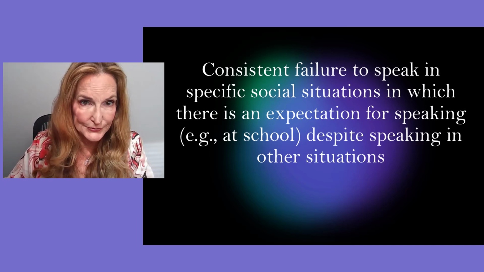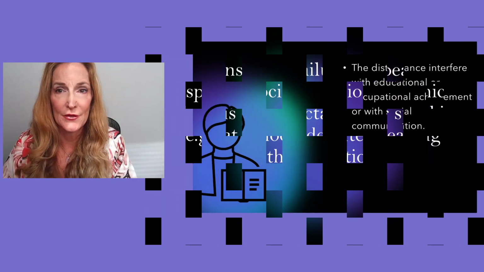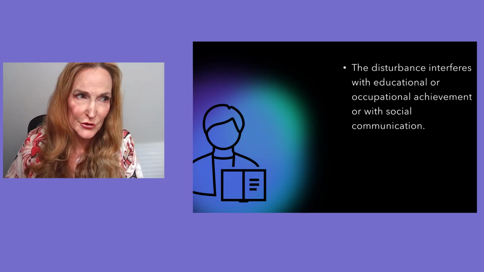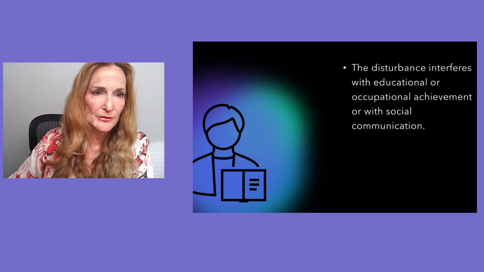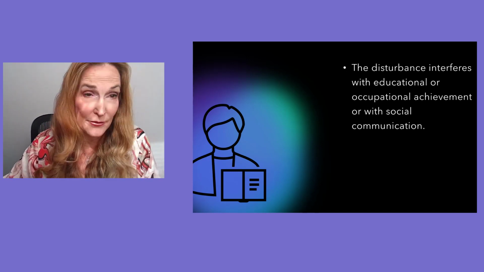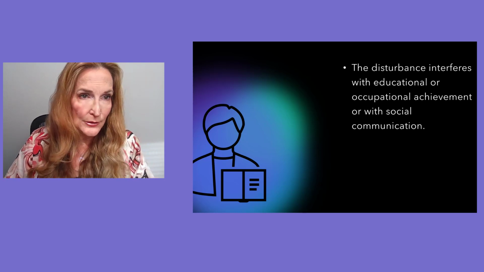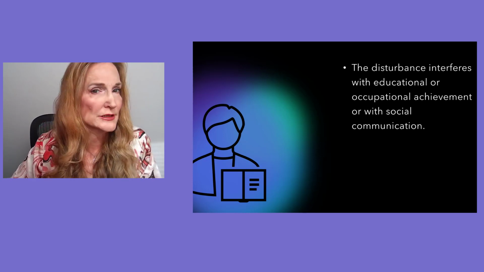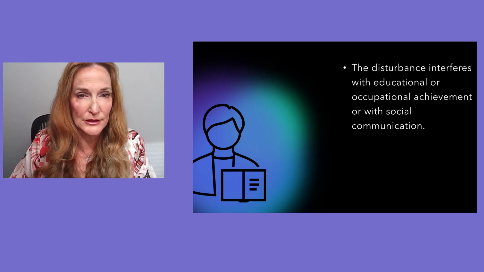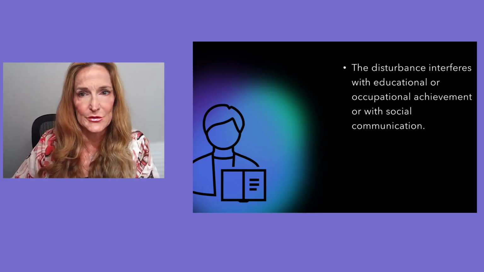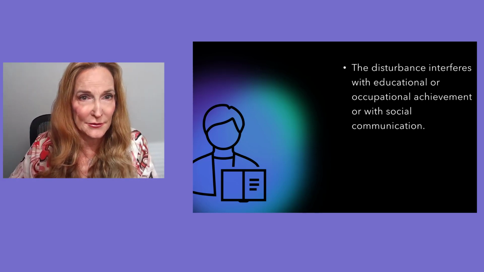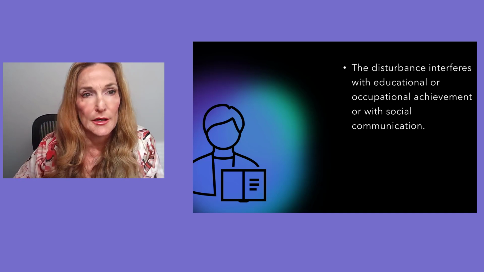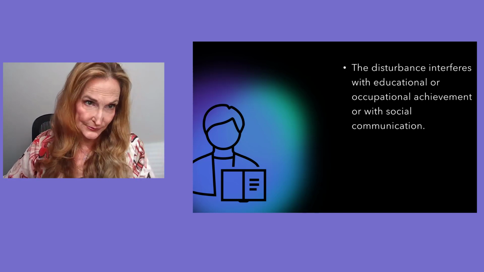And it's really surprising. The next criteria is that the disturbance interferes with educational or occupational achievement or with social communication, and this is really important. Sometimes kids will be very shy, and they might not talk for a brief period of time, say in the first week or a couple of weeks at school or at a new school, and that's not necessarily significantly problematic. And so the disturbance really needs to have a significant impact on educational or occupational achievement or interfere with friendships and social interaction.